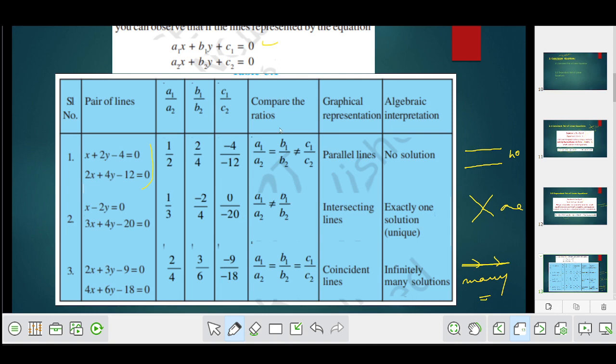If this condition of comparing ratios is followed, we can get the nature of these lines. First, if the coefficient ratios are the same, then we define them as parallel lines. If they are not the same, we define them as intersecting lines. If the coefficients and constant terms are in the same ratio, then we define these lines as coincident lines. Clear?